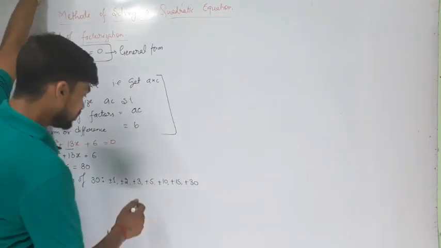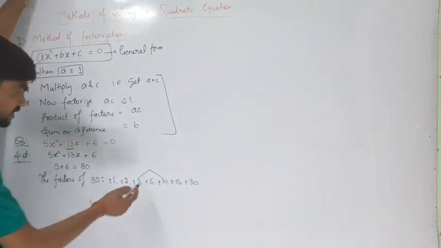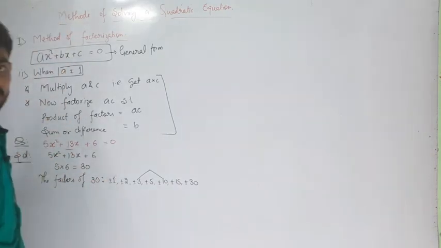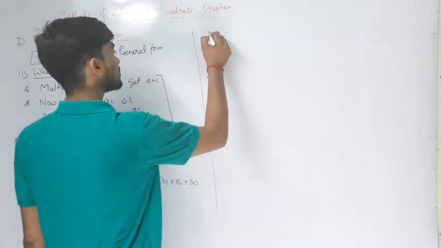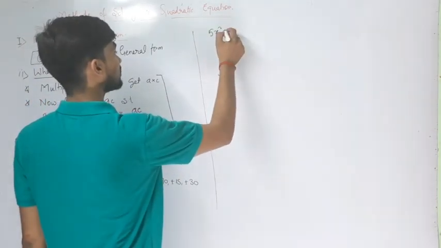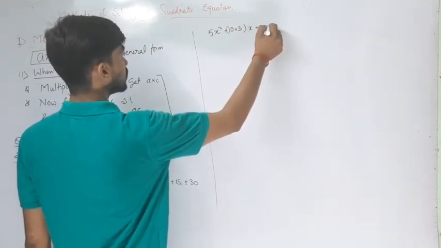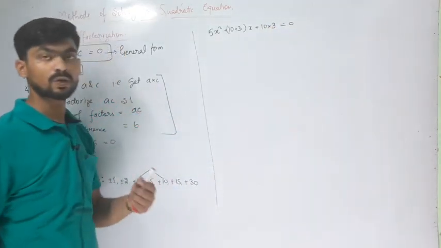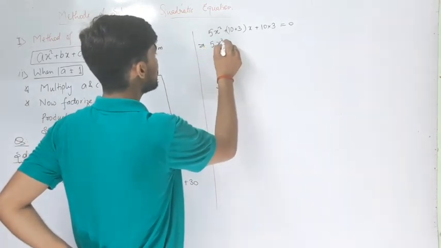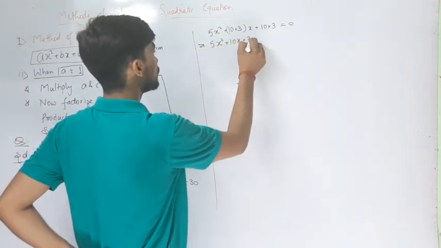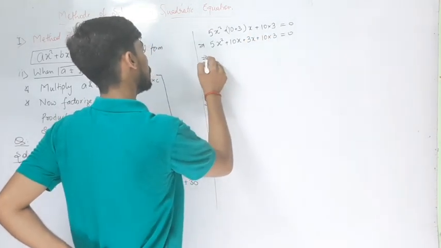13. So, if you select 3 and 10, their product will be 30, obvious, and their sum or difference will be 13. So, I write here, you may write 5x square plus 10x plus 3x plus 10 multiplied by 3 is equal to 0.